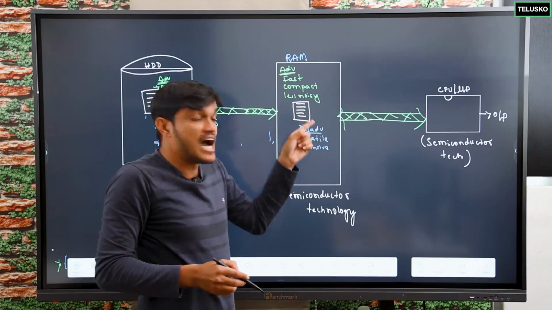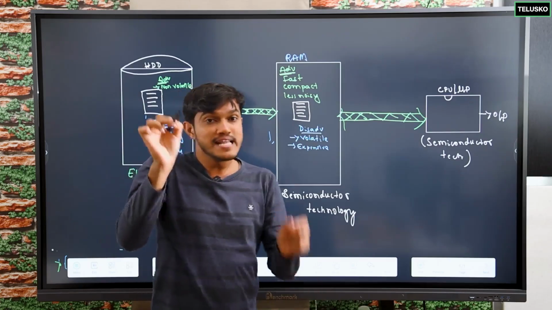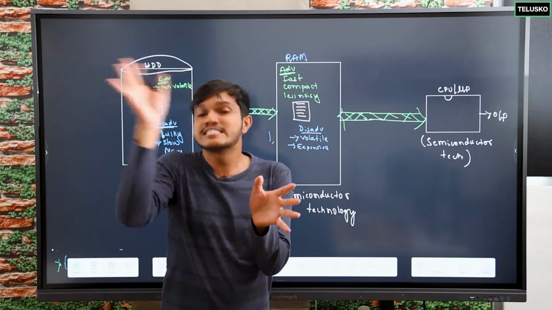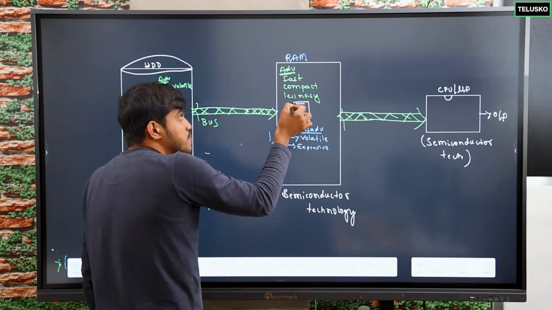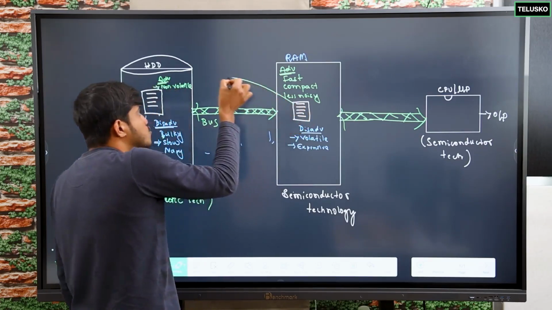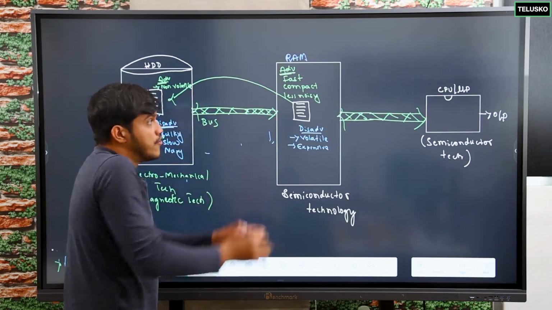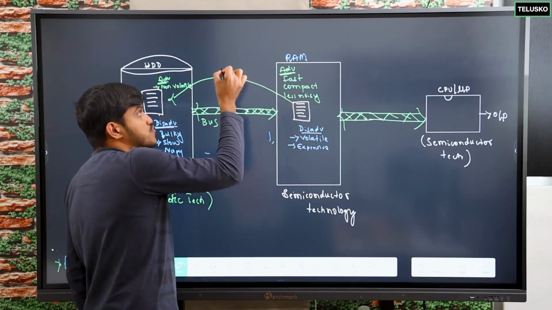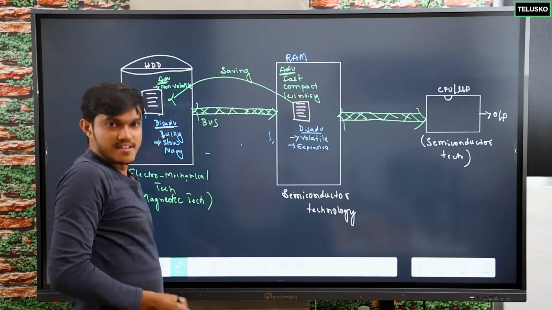But whatever data you are writing on your RAM, if you want that data to be there on your system, on your computer for a longer time, forever, then you have to get that data from your RAM onto the hard disk. The process of storing data from RAM to the hard disk permanently, this process we call it as saving.